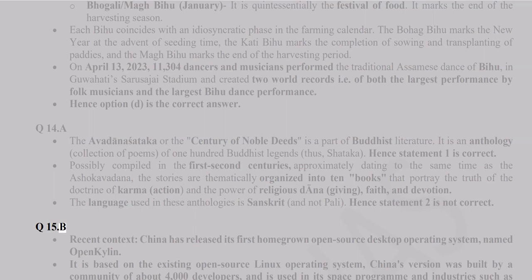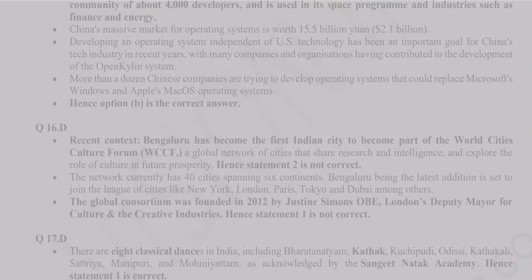Q15. B. Recent context. China has released its first homegrown open-source desktop operating system, named OpenKylin. It is based on the existing open-source Linux operating system. China's version was built by a community of about 4,000 developers, and is used in its space program and industries such as finance and energy.